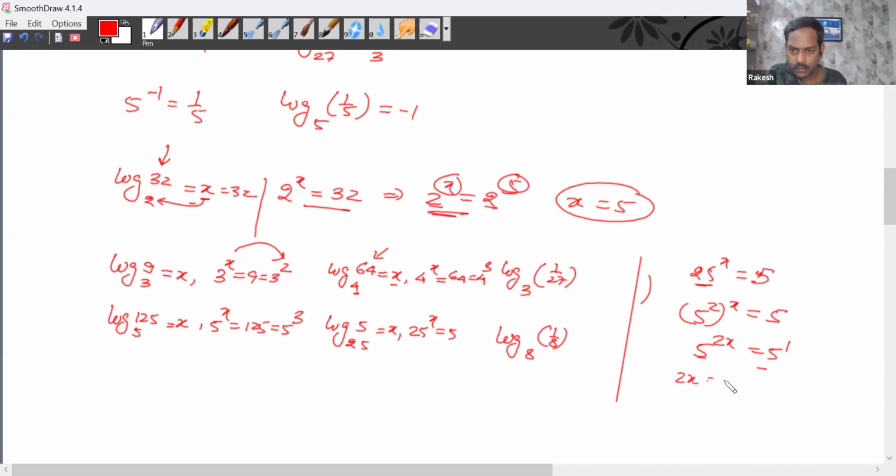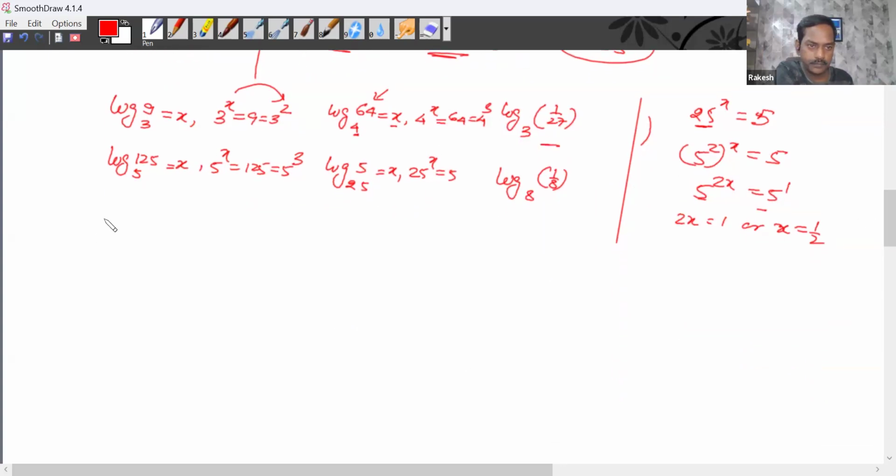So can I say 2x is equal to 1, or the value of x is 1 by 2? And it's quite obvious now. 25 to the power 1 by 2 is nothing but root of 25, which comes out to be 5. So we have identified what is the power of 25, which will make the value equal to 5. It has to be root of 25. Root itself means 1 by 2. Right?